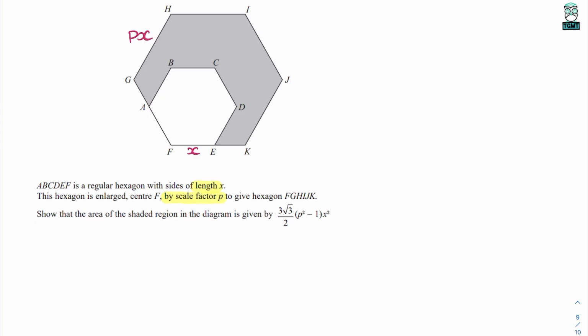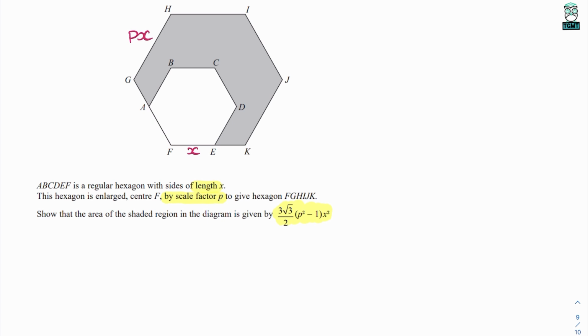Show that the area of the shaded region in the diagram is given by 3 root 3 over 2, (p squared minus 1) in brackets, x squared. So immediately when you see that, you think, what on earth? Okay, so we have to think about breaking this down in terms of what we would actually do if we knew the numbers, or it just said work out the area.